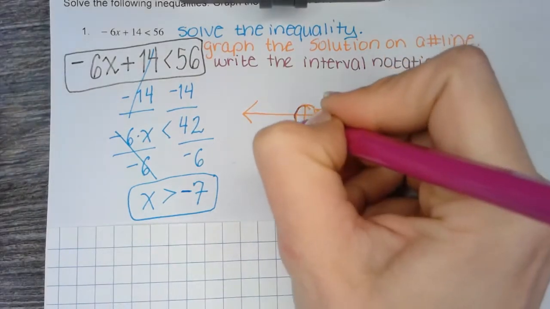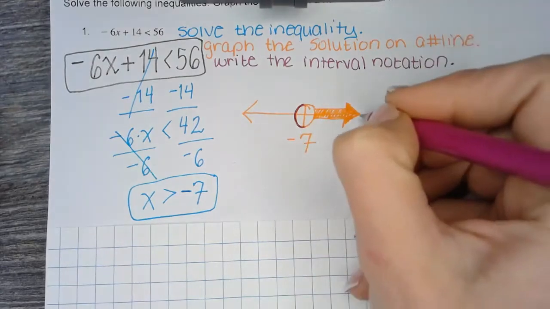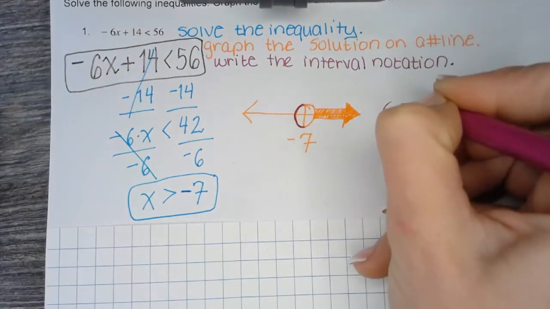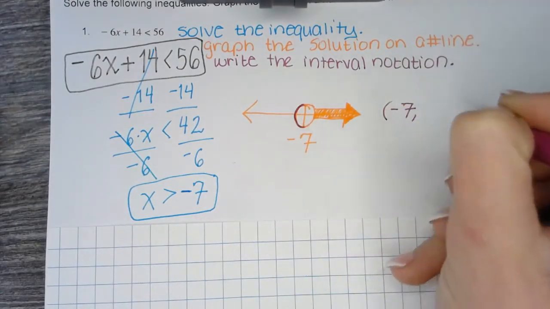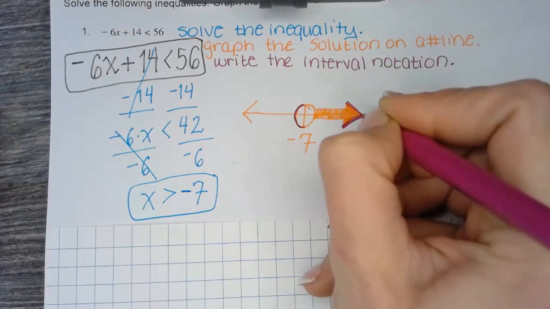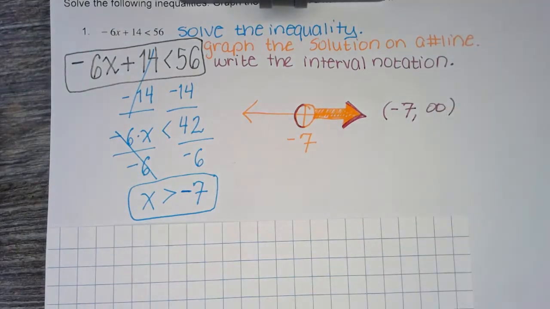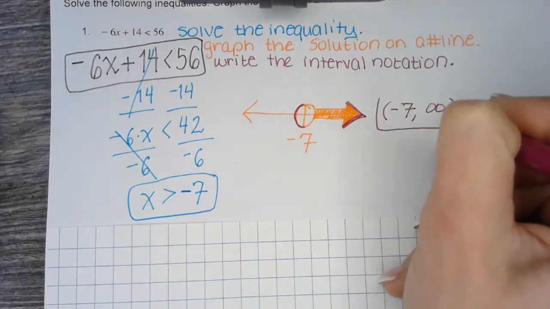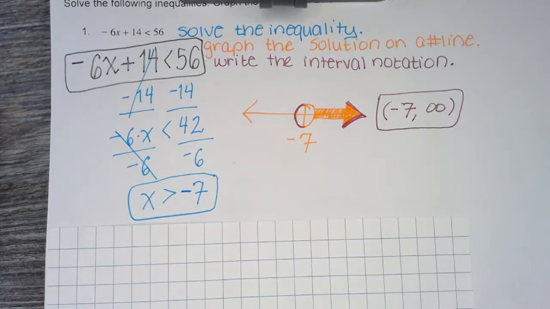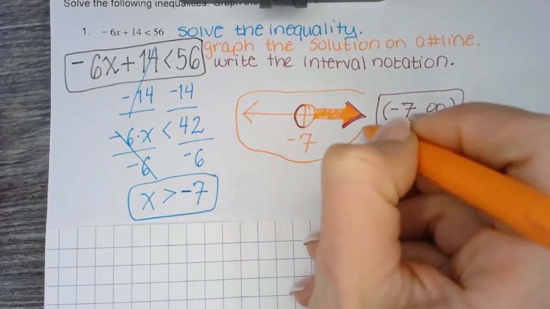When you have an open value, you use a parenthesis. So I'm going to start with negative 7 and a parenthesis, and I'm going until. Until when? Well, this arrow is indicating that we shade forever this way, so that means we go until infinity, and infinity always gets a parenthesis, and that is our solution to question number 1.